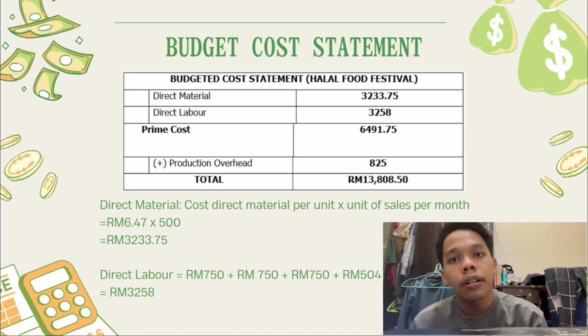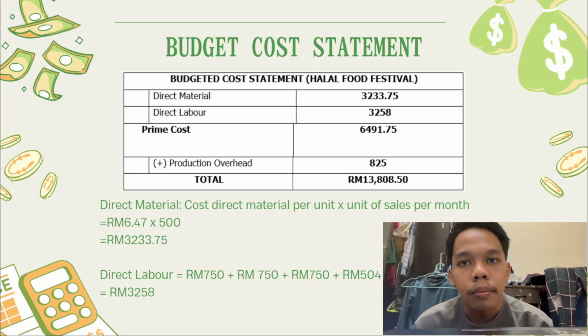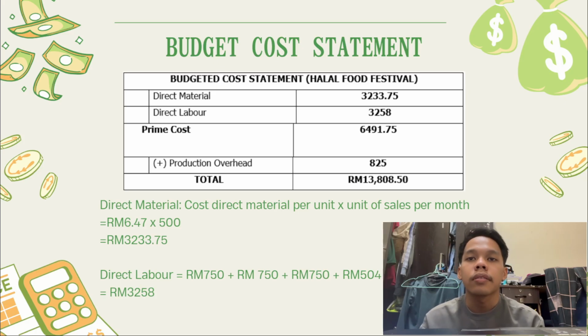So the formula of direct material is the cost direct material per unit times the unit of sales per month, and the cost direct material per unit for our company is 6 ringgit 47 cent times our unit of sales per month, which is 500 units. So we will get the same amount as the direct material in the table. For the second formula, the direct labor, we will add all the costing of it, which is 750 ringgit plus 750 ringgit plus 750 ringgit plus 504 ringgit, plus 504 ringgit, and we will get the same amount in the table, which is for the direct labor 3,258 ringgit.